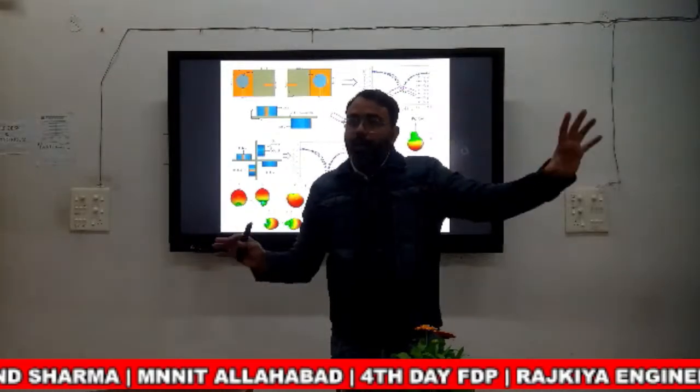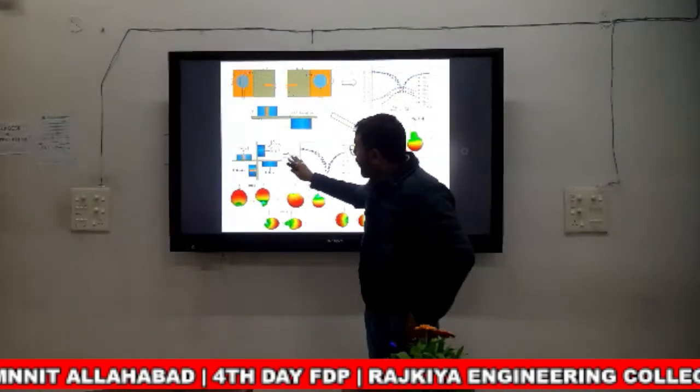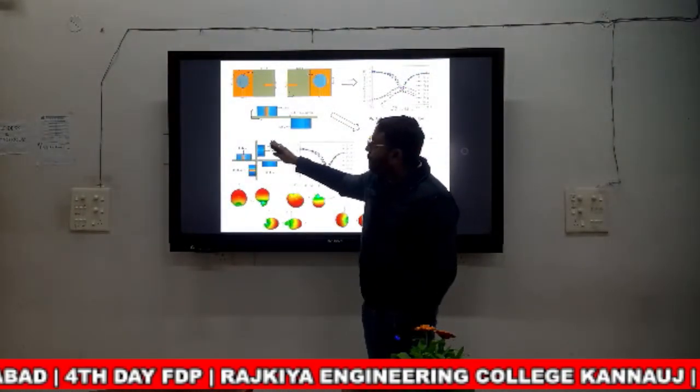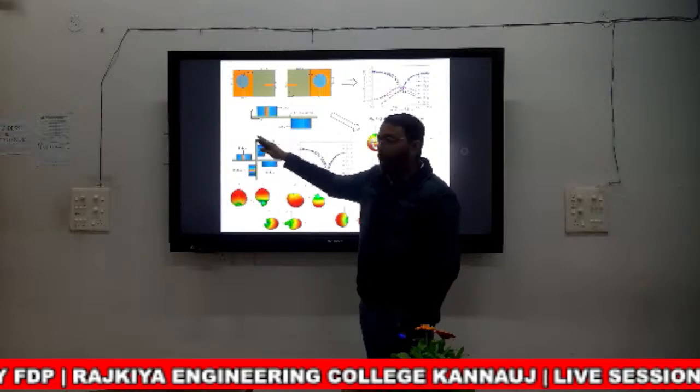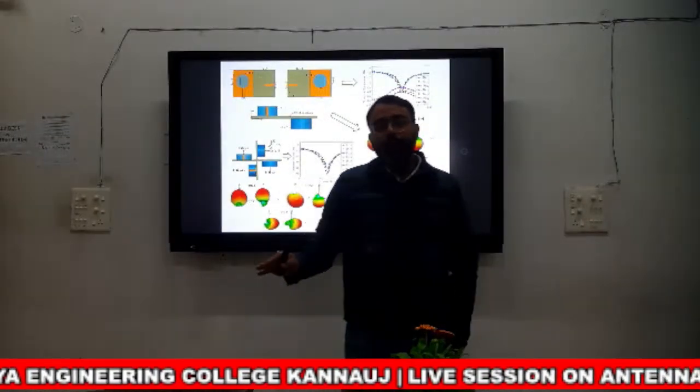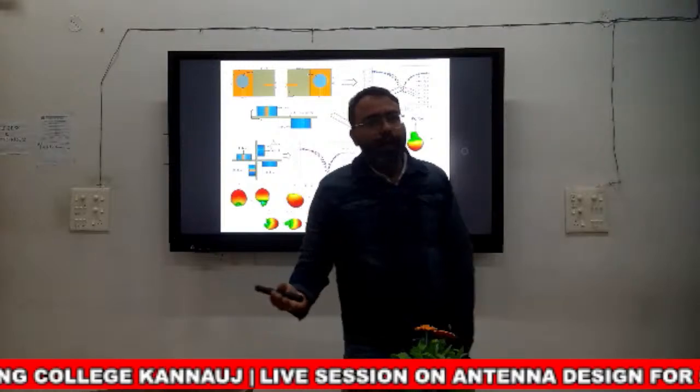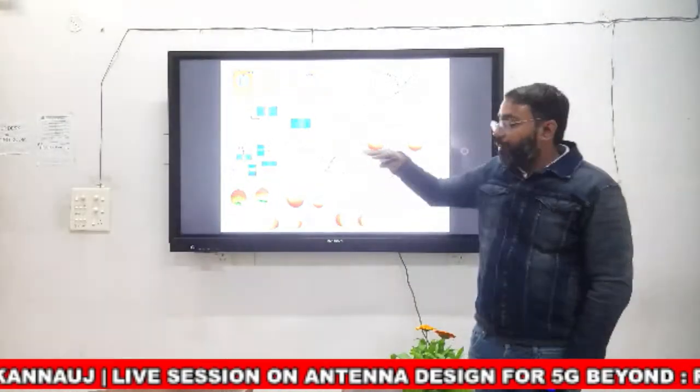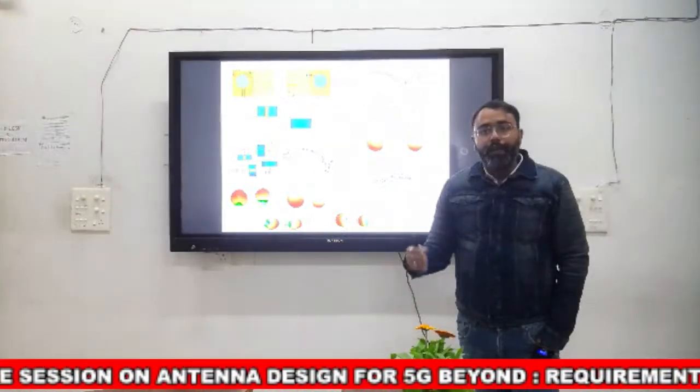Right now, most research papers are published in this field, isolation enhancement using far field. It is also very important. It will increase the coverage area of your antenna.